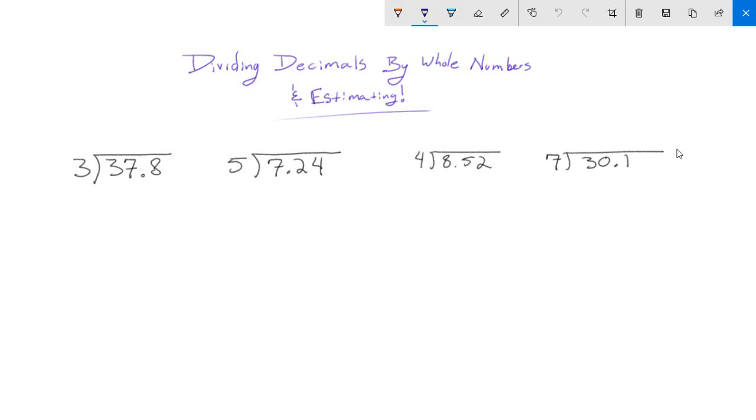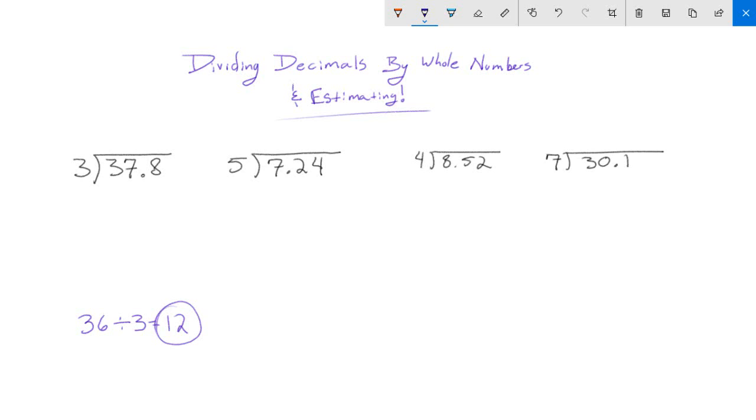When you divide decimal numbers, or numbers with decimals, by a whole number, you will essentially use the same long division algorithm, but you're going to keep that decimal point in mind as you divide. So I'll talk about that while we solve this first one here. We have 37 and 8/10 divided by 3. Let's estimate first. How can I turn this into an equation that's easy to solve? Well, 37 and 8/10 is close to 36. So I'll write it down here in the bottom: 36 divided by 3. Well, that's 12. So my answer is probably close to 12.